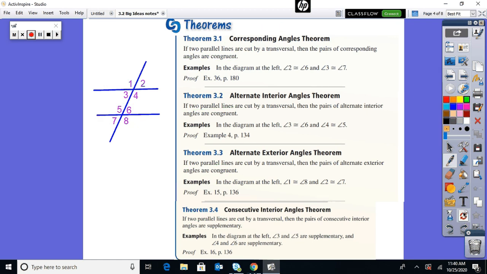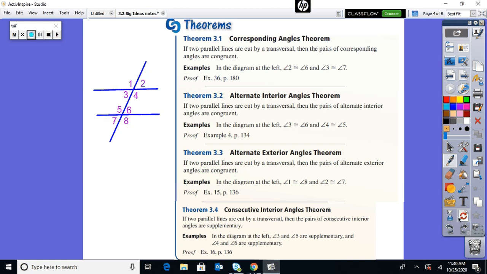The second theorem here, alternate interior angles. So we've got alternate interior: 3 and 6 will be the same, and then 4 and 5 will be the same, congruent. Alternate exterior, so that's 1 and 8 matching up with each other, and 2 and 7 matching up with each other. Again, alternate exterior are congruent.